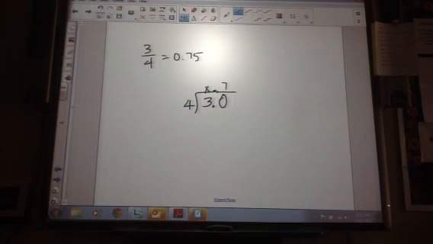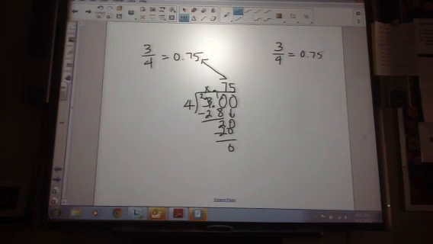Hopefully you all got 7. 7 times 4 is 28. And I'm going to subtract. And I get a 2. All right, so 4 is not going to go into 2, so I'm going to have to add another terminal 0 and bring it down. 4 will go into 20 5 times. Is this looking familiar? 5 times 4 is 20. I subtract, I get 0, so we're all good. So 3/4 does indeed equal 75/100.